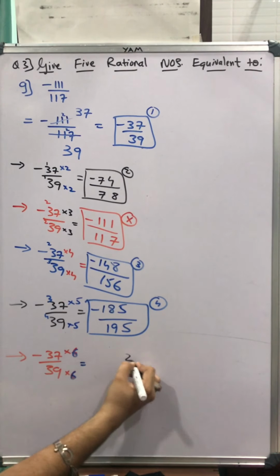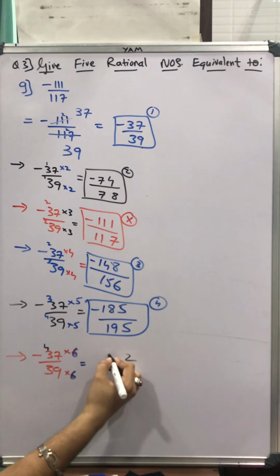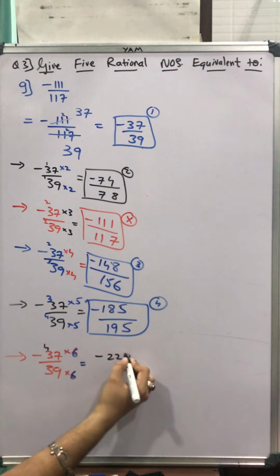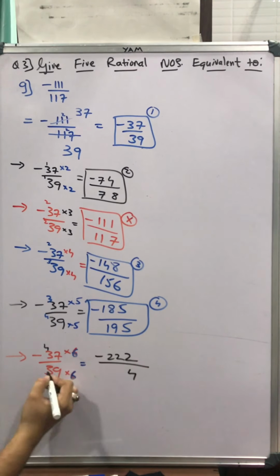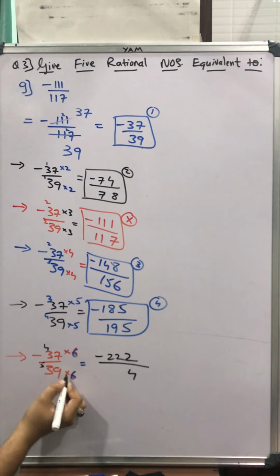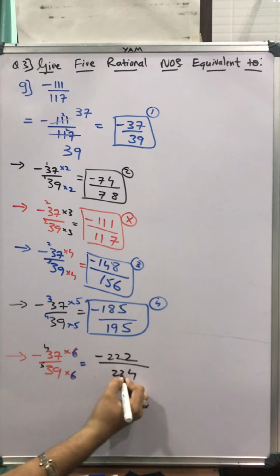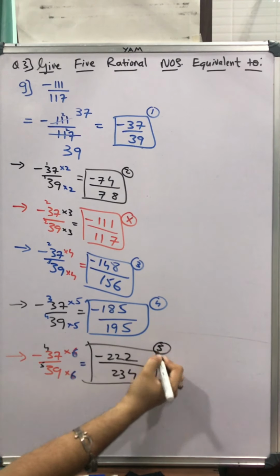Okay, students. So now what will be the case? 6 sevens are 42, carry 4. 6 threes are 18. 18 plus 4 is 22. Don't forget the minus sign. Upon 6 nines are 54, carry over 5. 6 threes are 18. 18 plus 5 is 23. So 234. Students, now this will act as my fifth rational number.